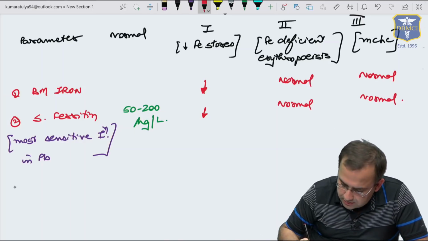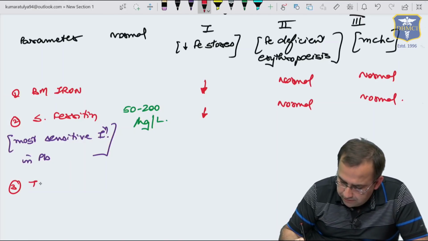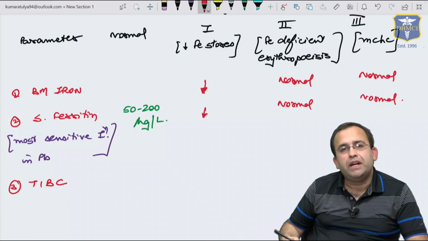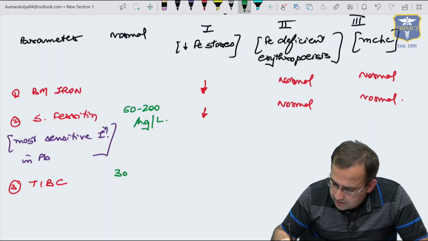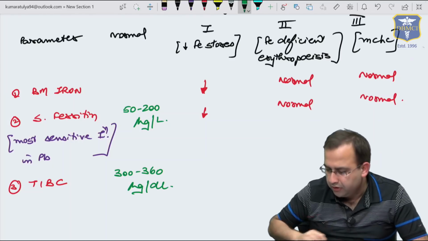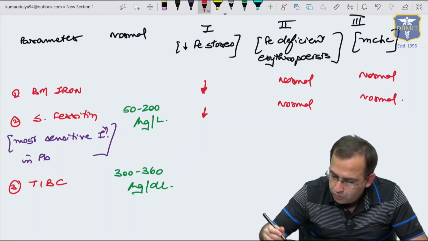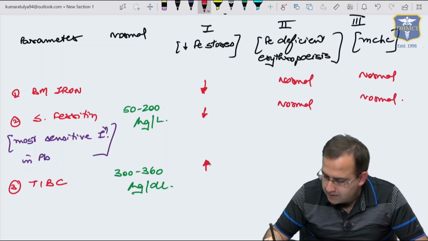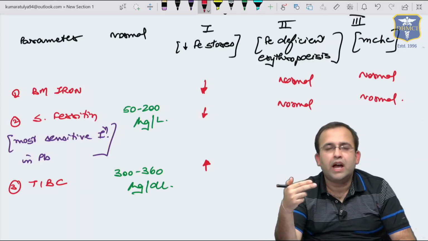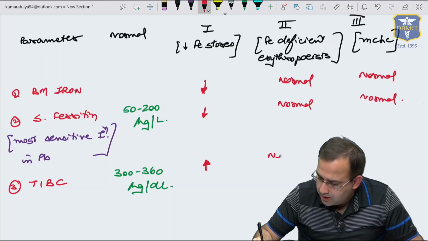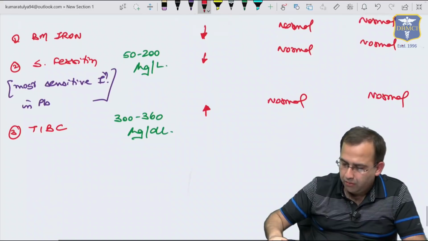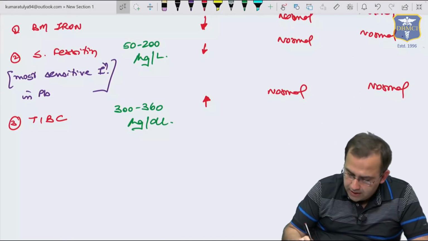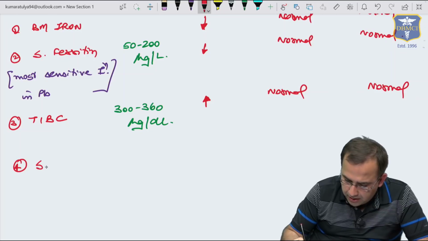Next is TIBC, total iron binding capacity. Normal TIBC is 300 to 360 micrograms per deciliter. Stage 1 TIBC is increased. See, when iron is getting reduced, iron binding capacity increases. Stage 2 and 3, normal.